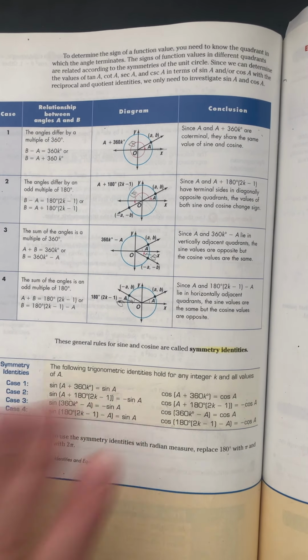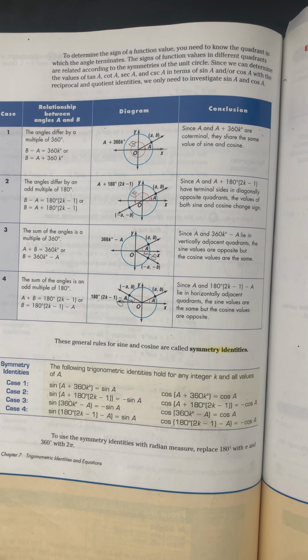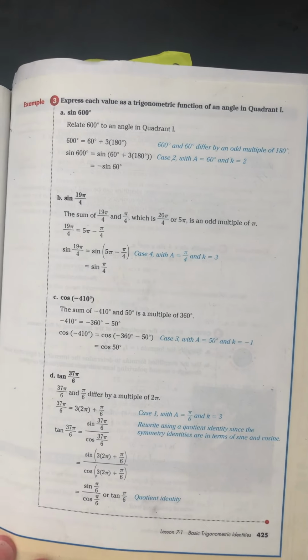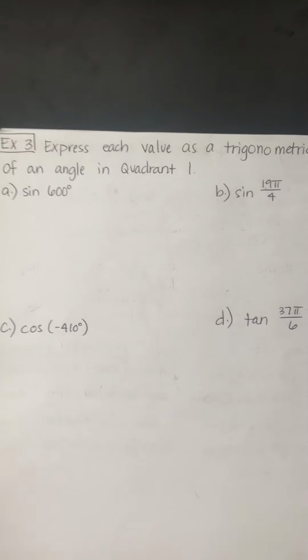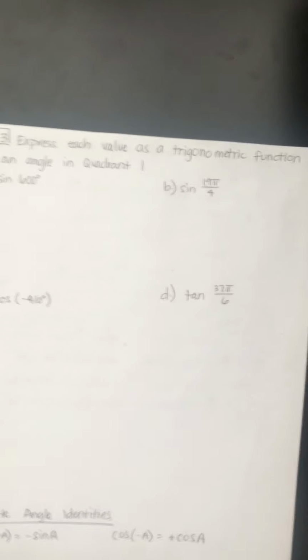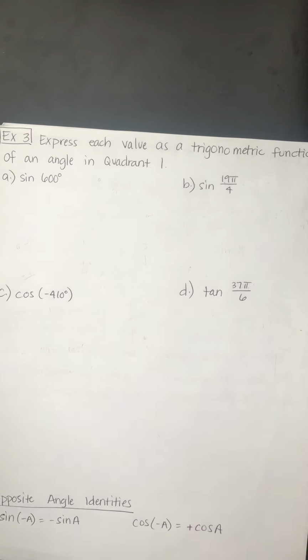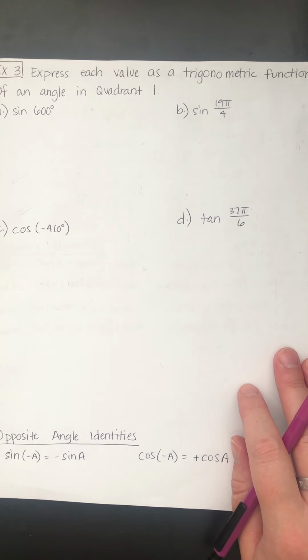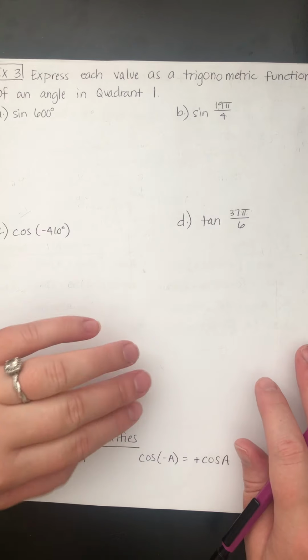I'm not even going to look at this down here. This right here does show you how to solve them, but I think it might be a little bit easier if you kind of use your brain and think about it, and I'll show you. Okay, it says in our next example, I'm going to move this up again. Express each value as a trigonometric function of an angle in quadrant 1. They want your angles to be in quadrant 1.